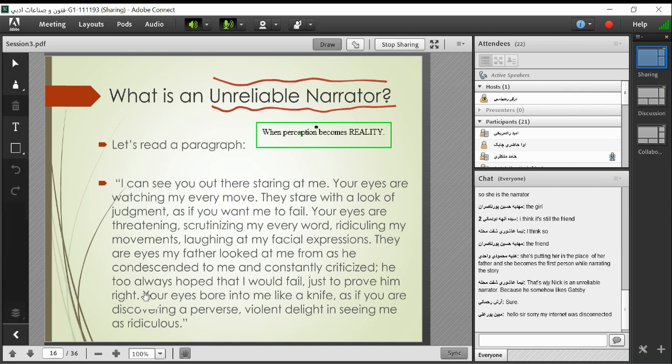خب میخوام بعد از این توضیحات اولیه با یه مثال شروع کنیم. بریم این مثالی که براتون نوشتم رو با هم بخونیم.